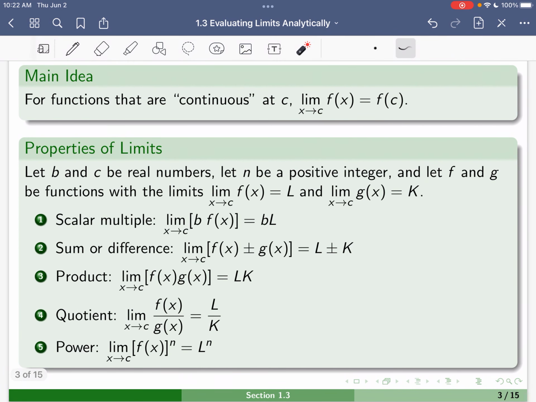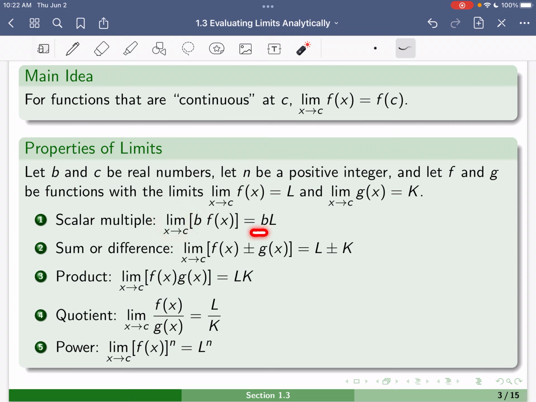If we have a scalar multiple, so if we have a function f of x that is being multiplied by a number b, we want to take the limit of that function. If we happen to know that the limit of f of x as x approaches c is equal to L, then when we multiply this function by the scalar b, we can actually take that scalar and move it out in front of the limit. And the limit as x approaches c of f of x, we noticed up above, was just L. And so this will just be that scalar times the limit, L.